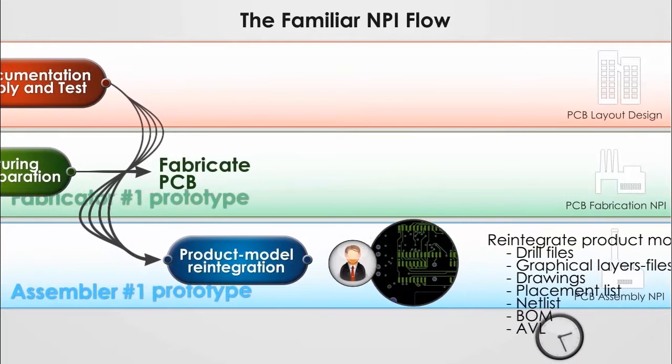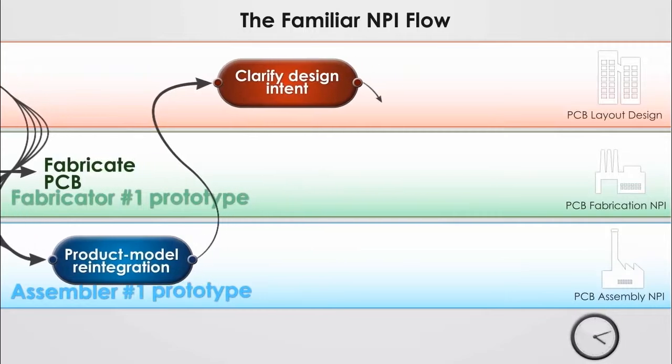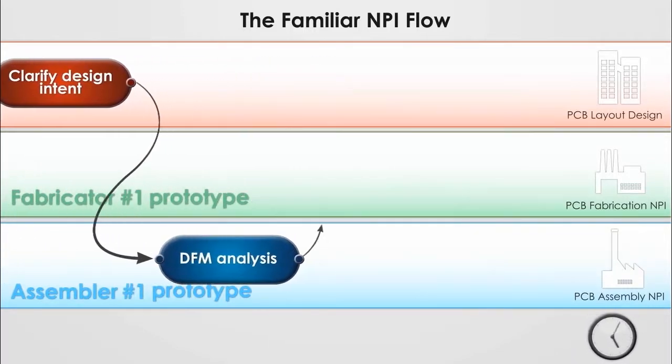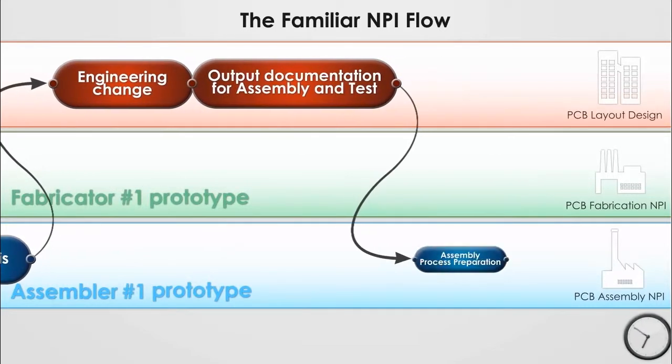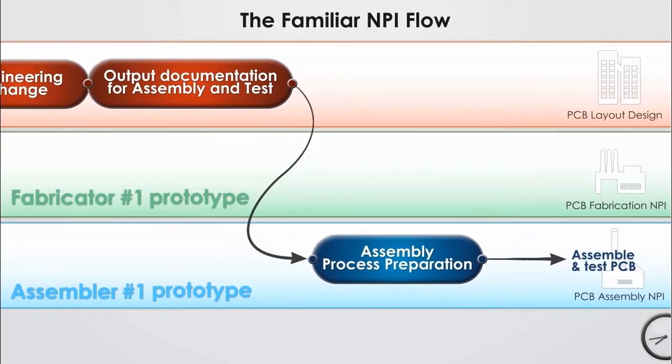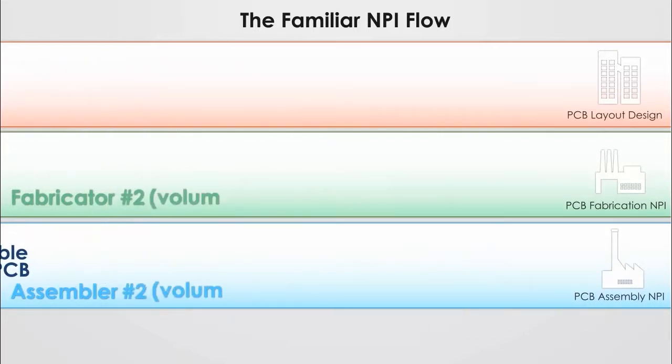Then begins a similar sequence with the assembly NPI engineer, during which the product model will be reintegrated on the assembly side, including this time integration of the bill of materials and approved vendors list, and, following any necessary clarification and engineering change cycles, the assembly NPI engineer can proceed with process preparation.